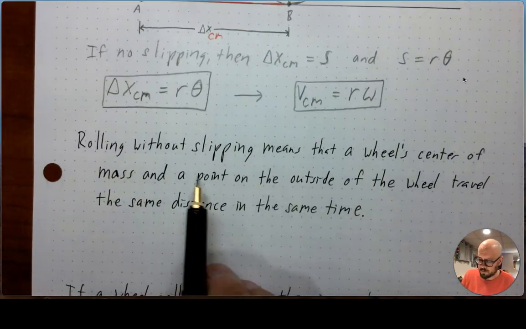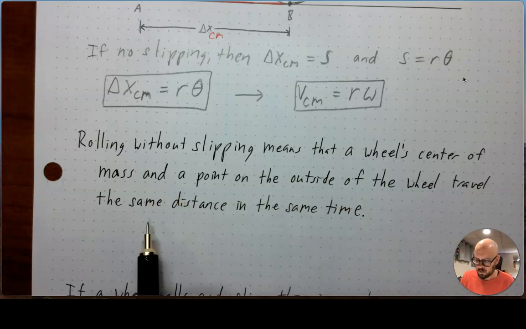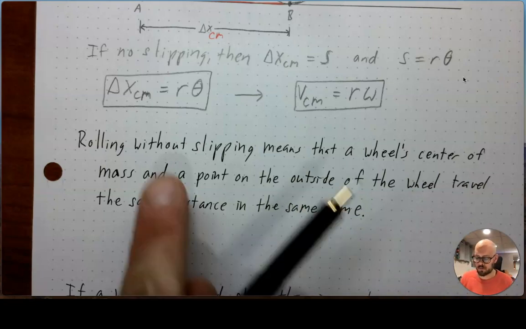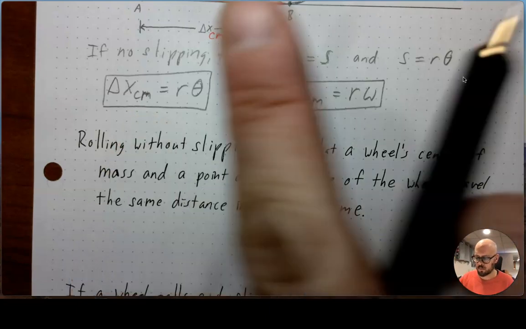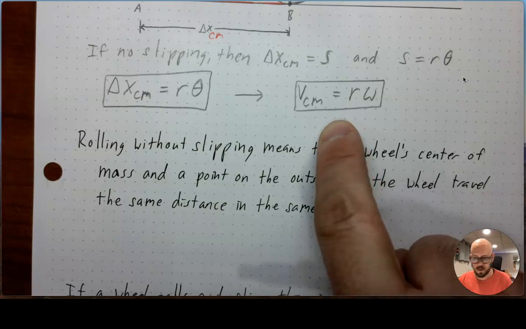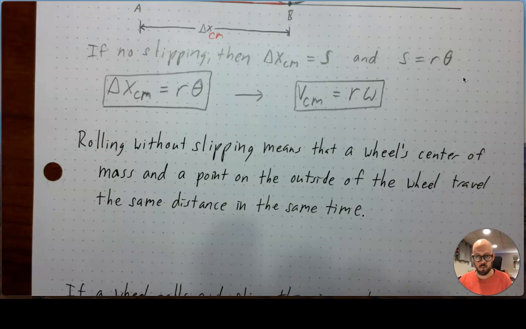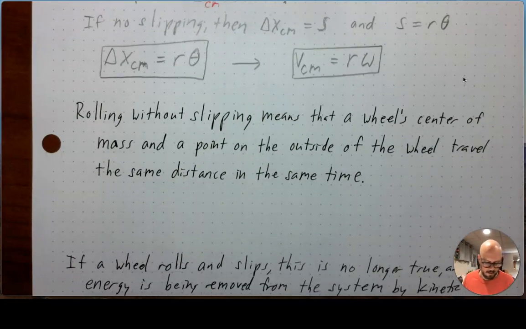To summarize all this: rolling without slipping means that a wheel's center of mass and a point on the outside of the wheel travel the same distance in the same time. That's what this equation means. And we can also translate that to velocity: the velocity of a wheel's center of mass is equal to the velocity of a point on the outside of that wheel.